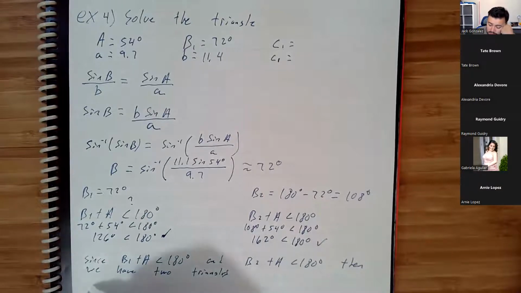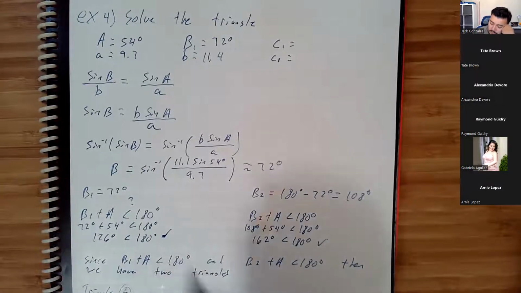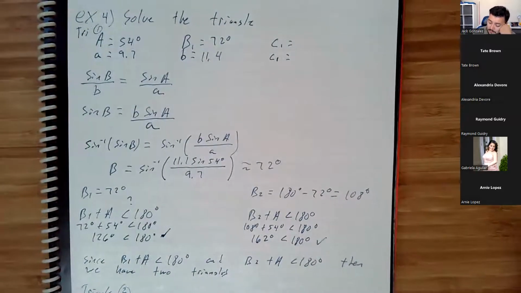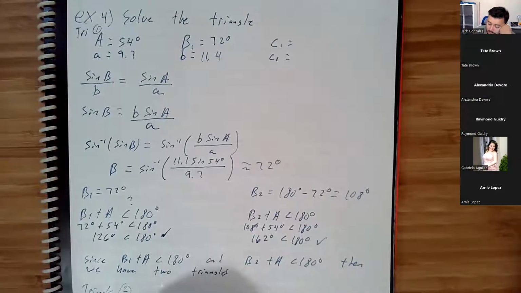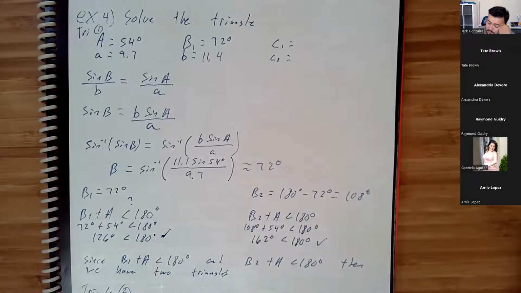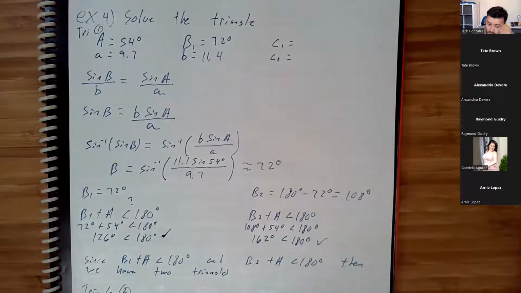I guess I'll put triangle 2 right here. So A will be the same. Little a is 9.7. We're going to have a different B2, which we found to be 108 degrees. Little b is 11.4. We'll have a different C2 and a different little c2.